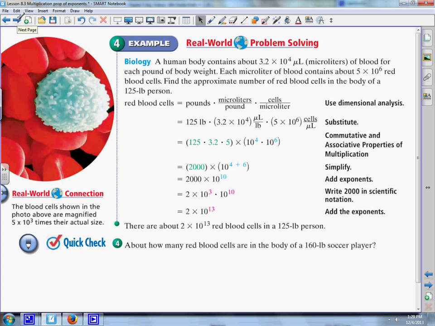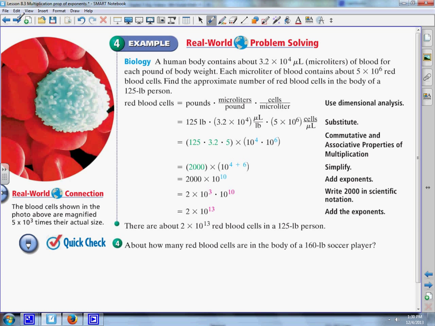So, a human body contains 3.2 times 10 to the fourth microliters of blood for each pound of body weight. Each microliter of blood contains about 5 times 10 to the sixth red blood cells. Find the approximate number of red blood cells in the body of a 125-pound person. So, what you're doing is you're going to multiply those two together, the microliters of blood for each pound, and then within that, it's red blood cells.